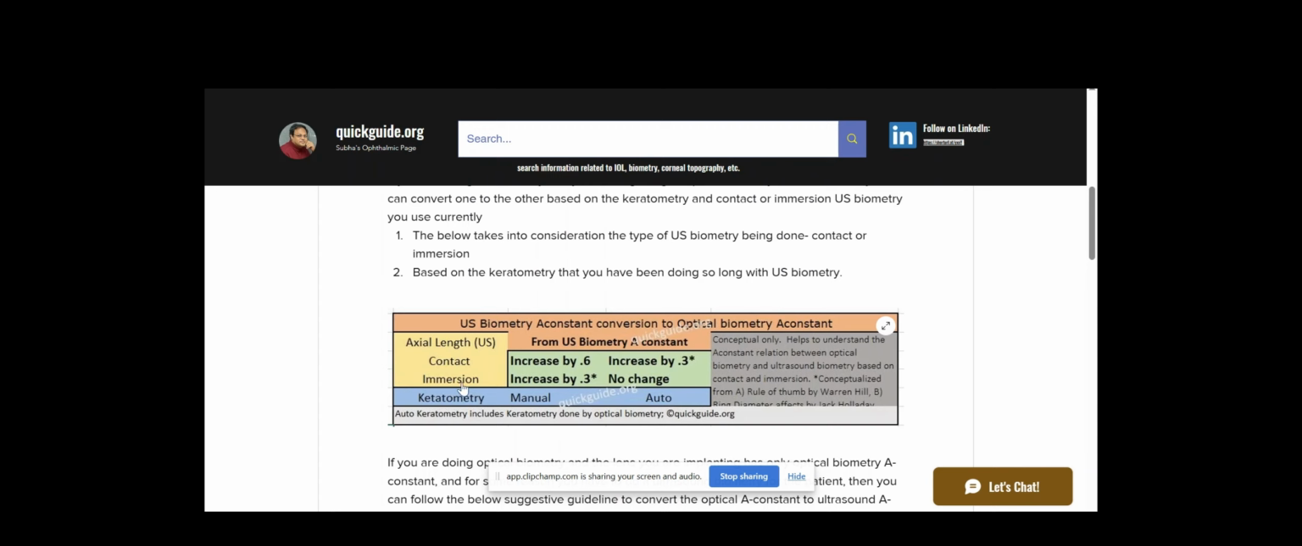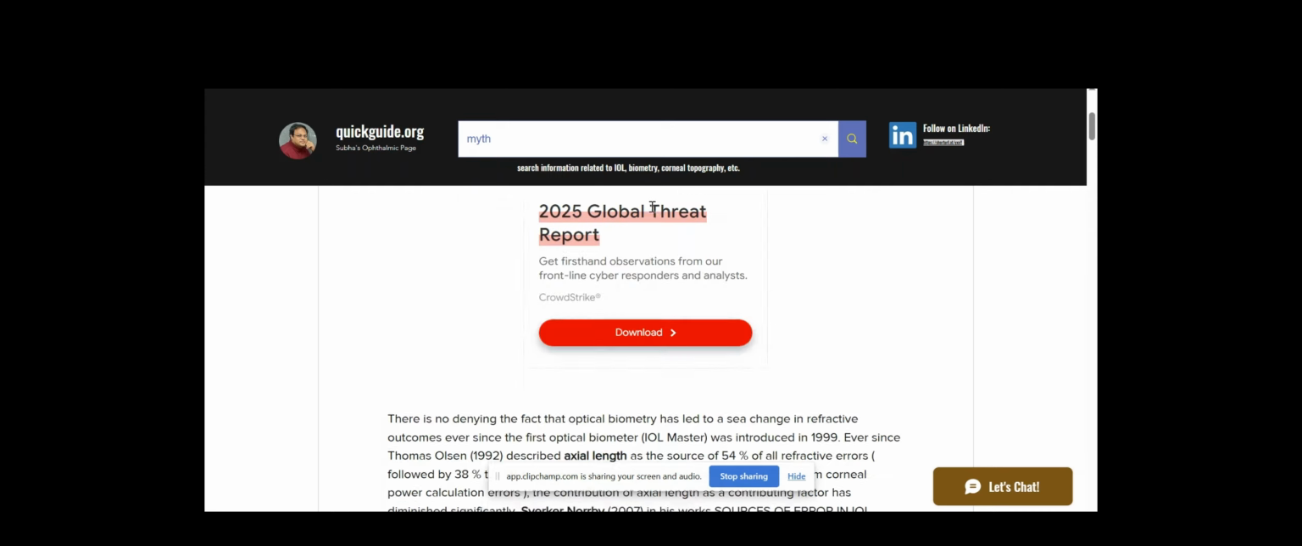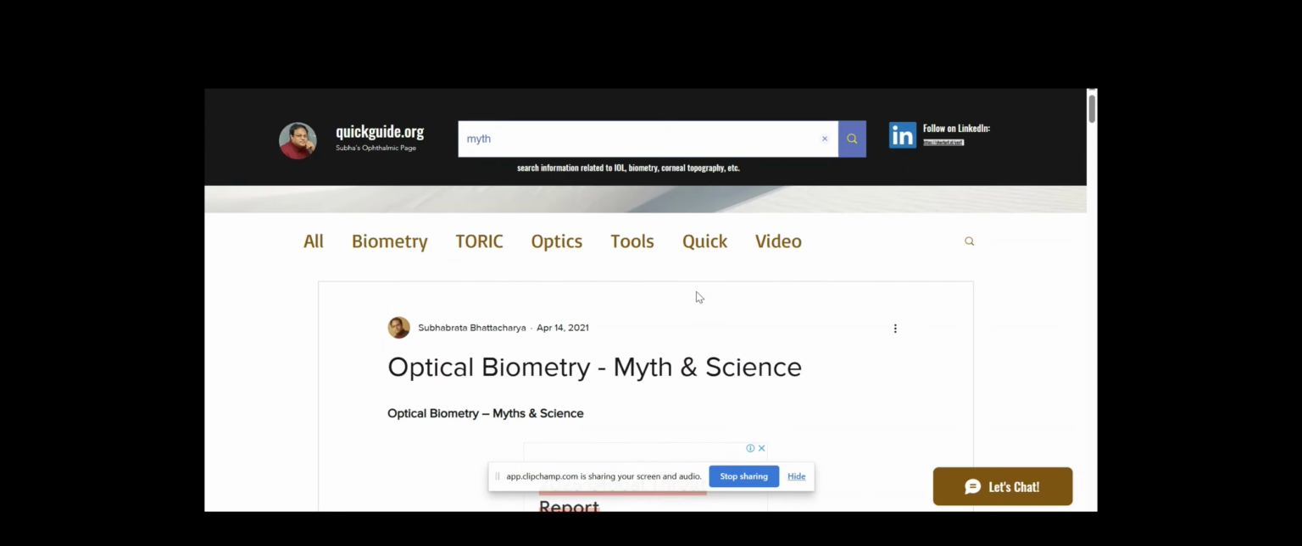Now, if you have been doing an immersion-based ultrasound biometry, axial length has been from the immersion, and if you have been doing manual keratometry, then increase it by 0.3 if you are moving to optical biometry. And if you have been doing immersion axial length with autokeratometry, then there should not be any change in the A constant. And there is a reason behind what I have created over here, the cheat sheet. And if you can go through the reasons behind what I'm suggesting.